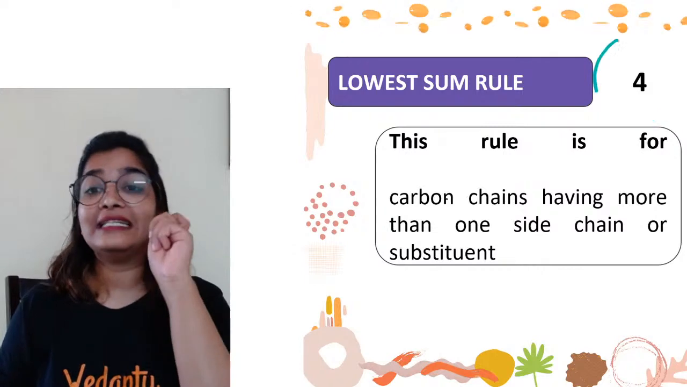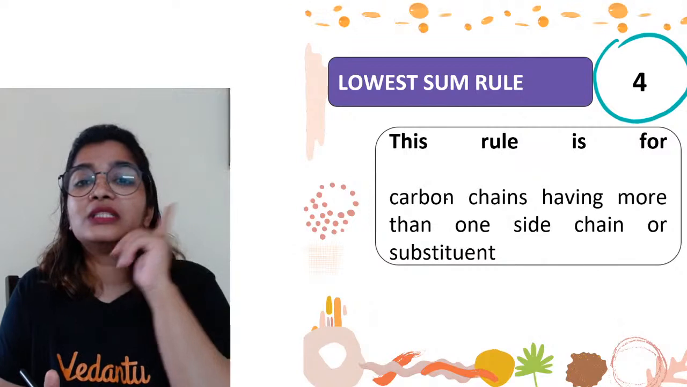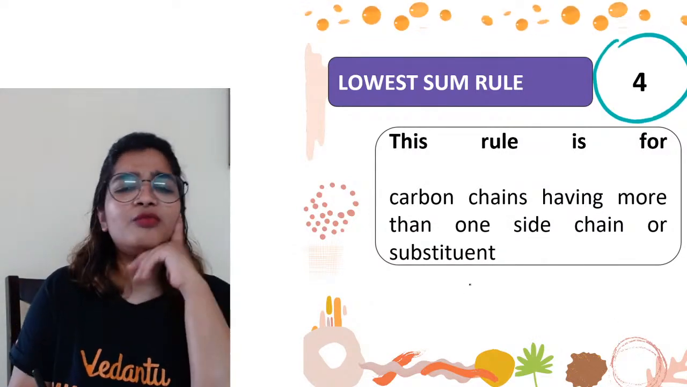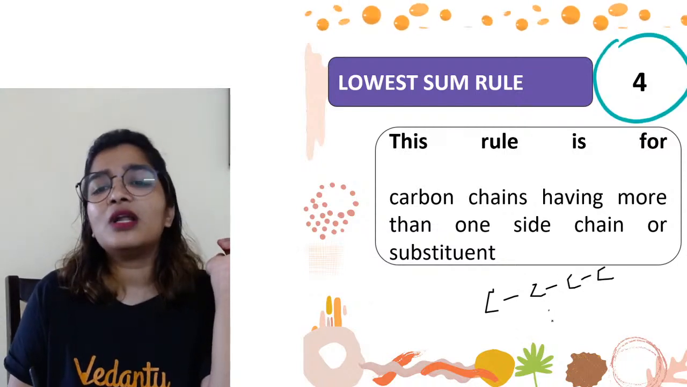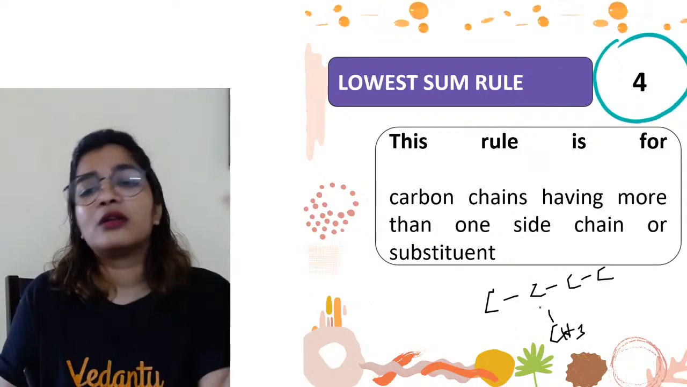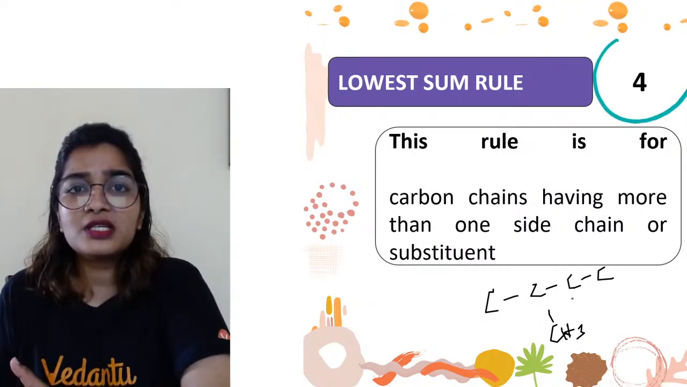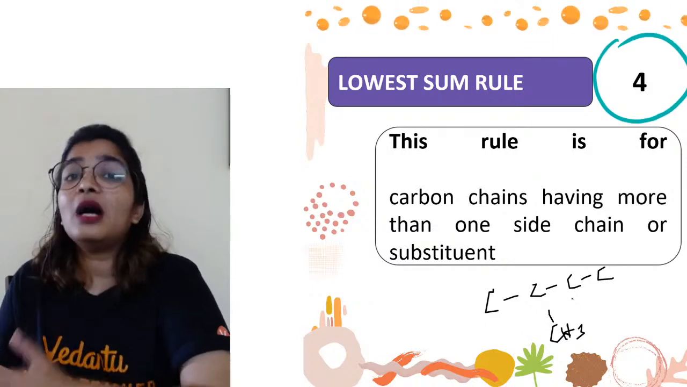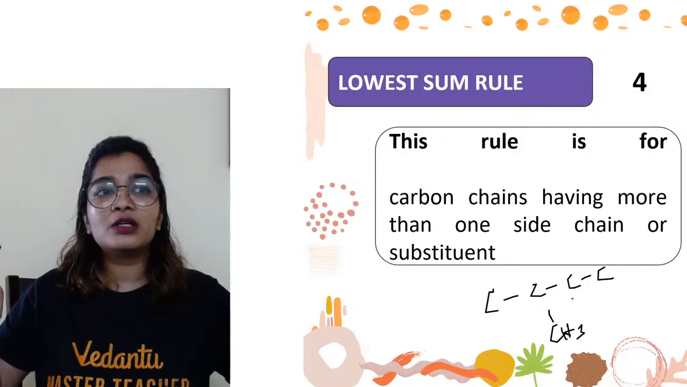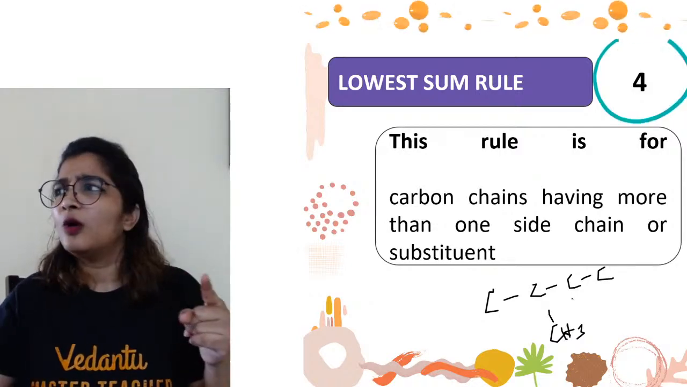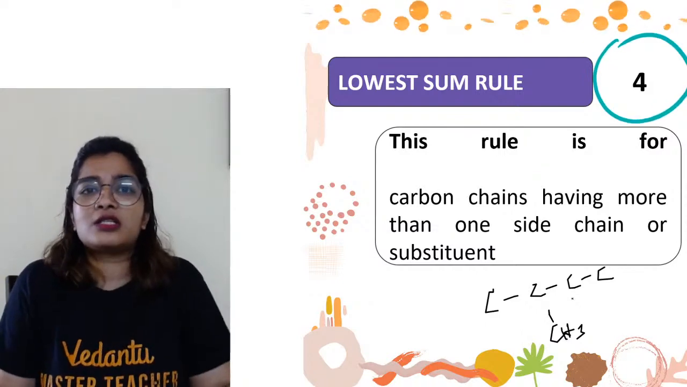This rule is for those compounds having more than one substituent. You might be thinking, in the last 20 minutes we saw only one CH3 group or one C2H5 group. But the carbon chain can have more than one substituent or side chain. Then how will you name it? You have one ethyl group here, one methyl group here. So should I come from left to right or right to left? This should get the lowest number, this should get the lowest number, because both cannot.